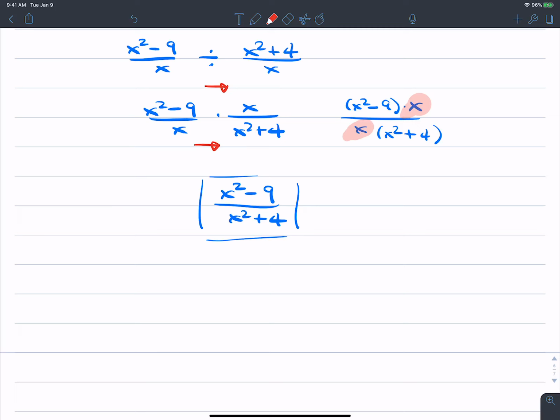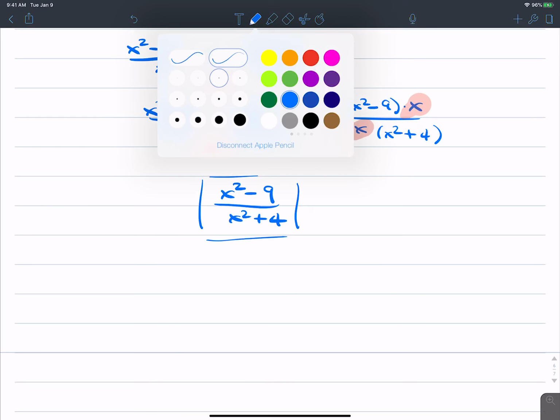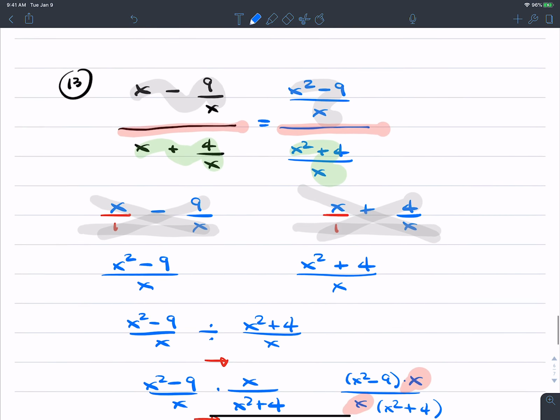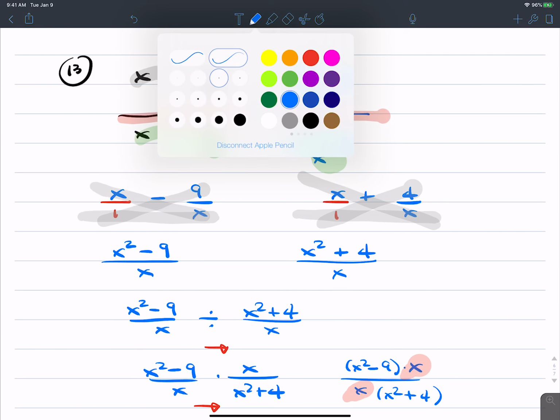And you can factor the numerator. It's factorable: x plus 3, x minus 3, but it doesn't cancel with the x squared plus 4 on the bottom, so you're done. This is a simplified fraction. That was the answer for question number 13.